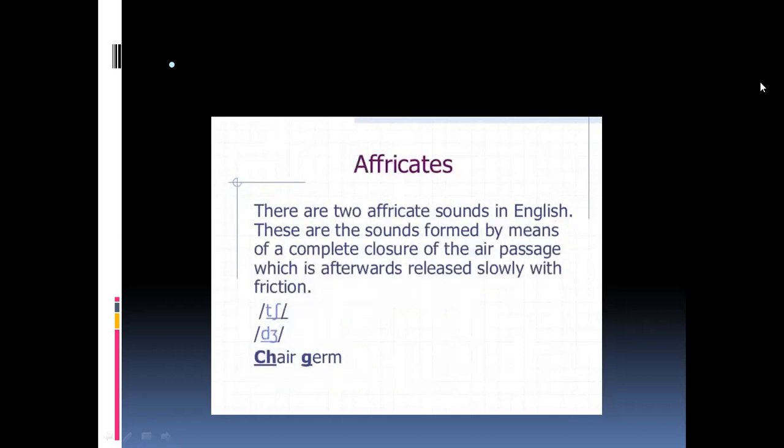Next one is affricates here. There are two affricate sounds in English. These are the sounds formed by means of a complete closure of the air passage, which is afterwards released slowly with friction. So while producing affricate consonants, there is a complete closure of the air passage, which afterward is released slowly, gradually, like cha and ja. Look at ch in cheer and j in job. The air passage is completely closed, but afterwards it is released very gradually. So affricate consonants are produced in such a way.